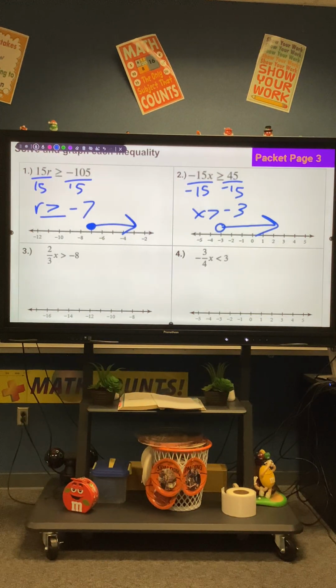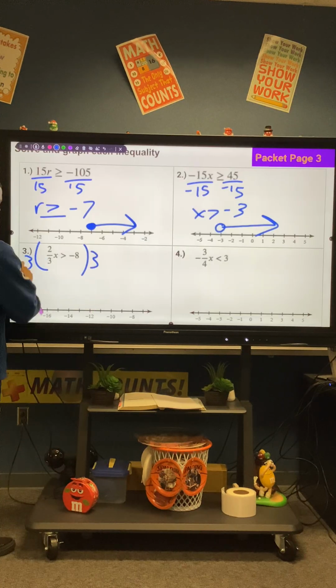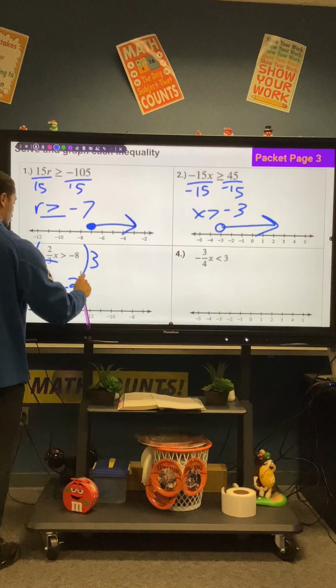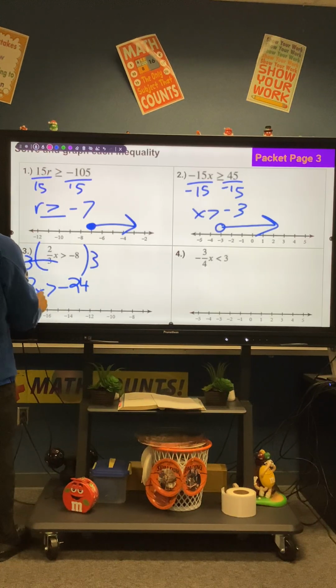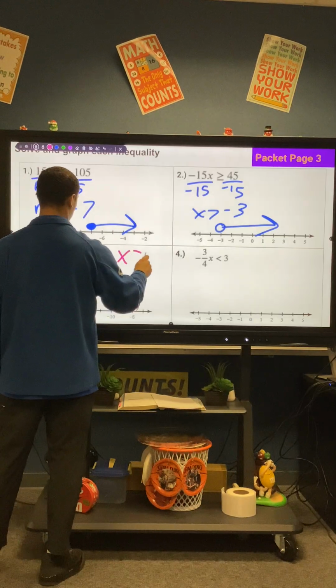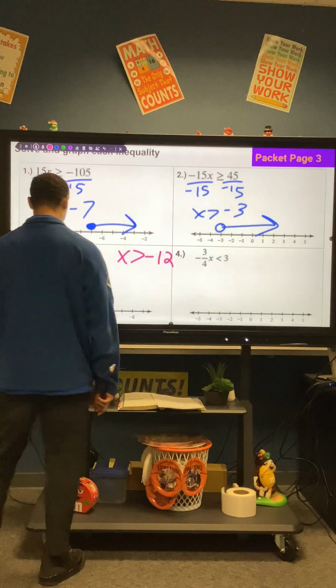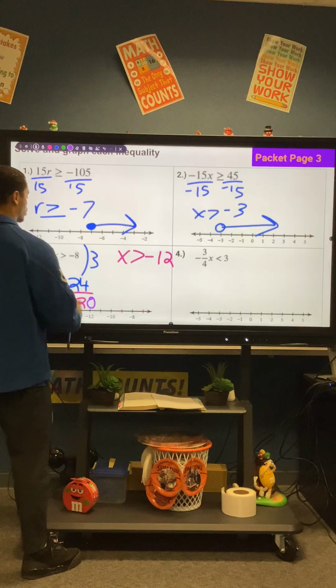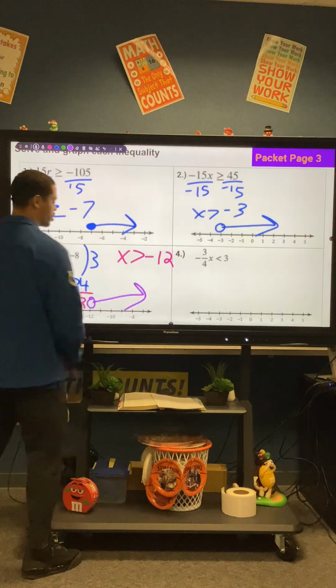Now we're getting into the two-step equations. Yes, I say equations, inequalities. Same difference. First thing I'm gonna do here, get rid of my denominator, so I'm going to multiply each side by 3. Gets rid of my denominator, I'm left with 2x is greater than negative 24. Now I'm gonna divide each side by 2, and I should get x is greater than negative 12. So now I'm going to go to my negative 12, open circle, x is greater, go to my right.